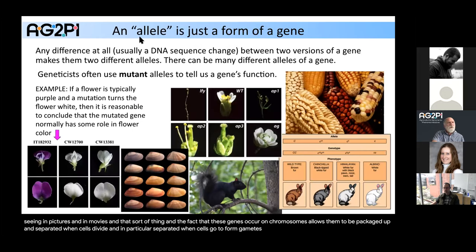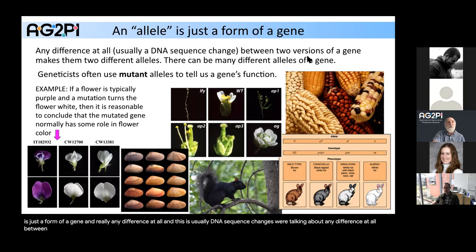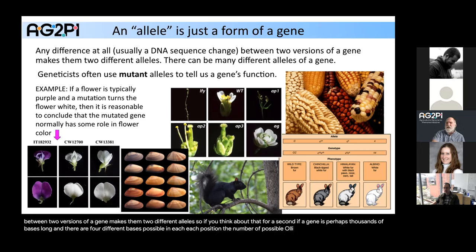So as I mentioned to you earlier, an allele is just a form of a gene. And really any difference at all, and this is usually DNA sequence changes we're talking about, any difference at all between two versions of a gene makes them two different alleles. So if you think about that for a second, if a gene is perhaps thousands of bases long, and there are four different bases possible at each position, the number of possible alleles is staggering. There's huge numbers of different kinds of alleles.